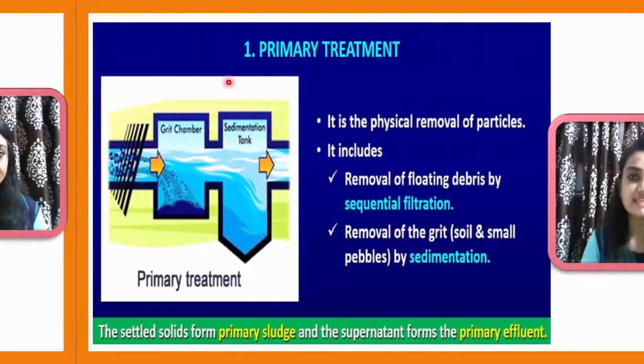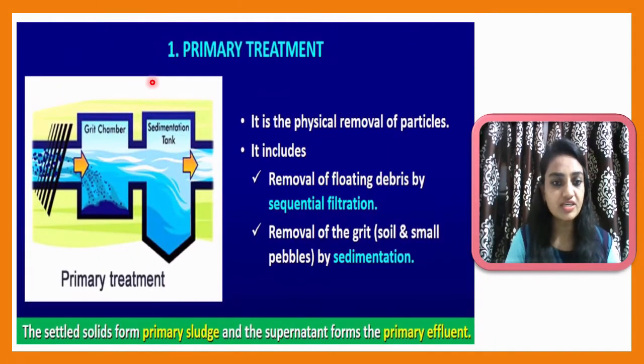Now let me discuss primary treatment first. Here in this diagram, you can see the sewage will be passed through two types of chambers. First there is a grit chamber and second one is a sedimentation tank. It is just the physical removal of particles. Here microbes or any chemicals are not included.